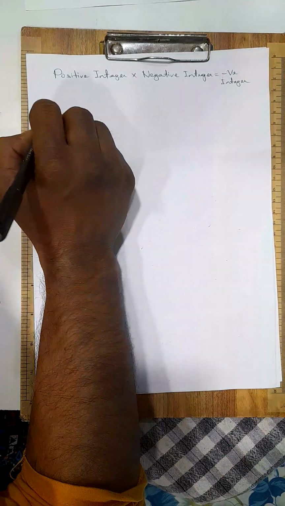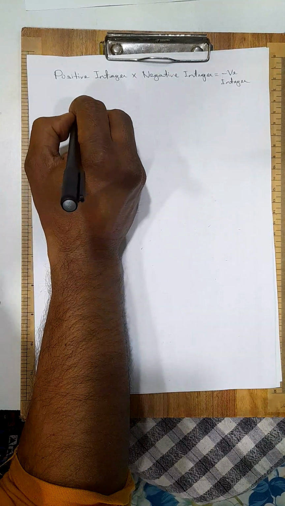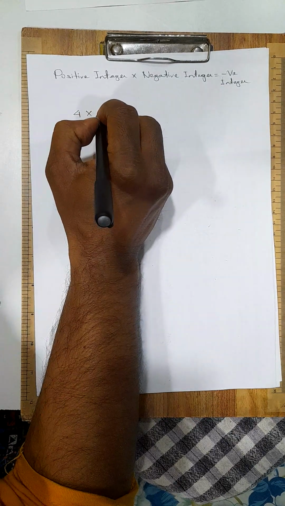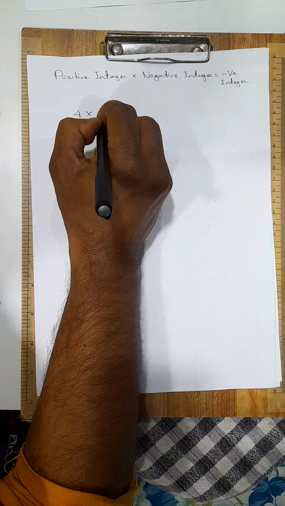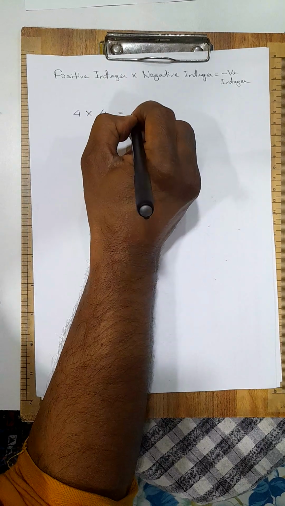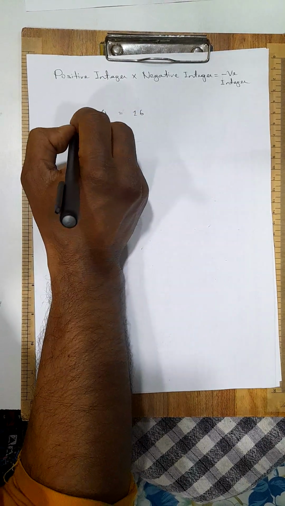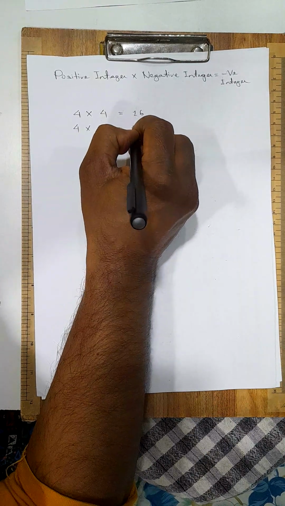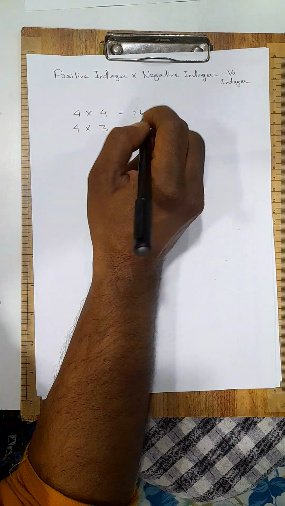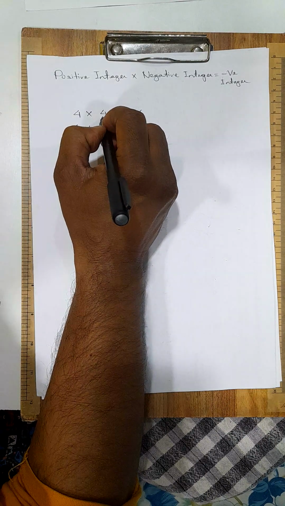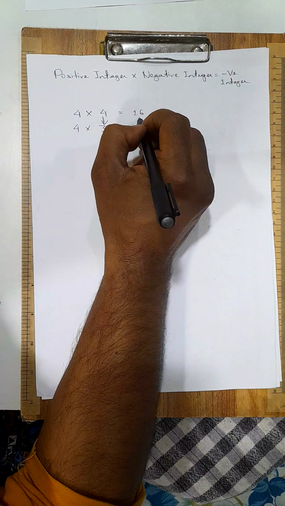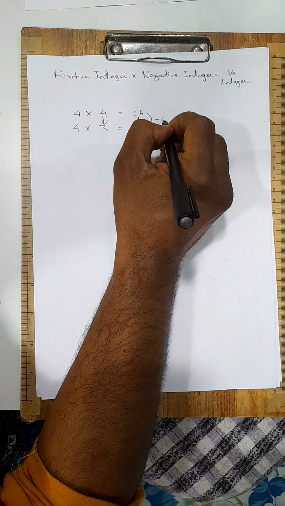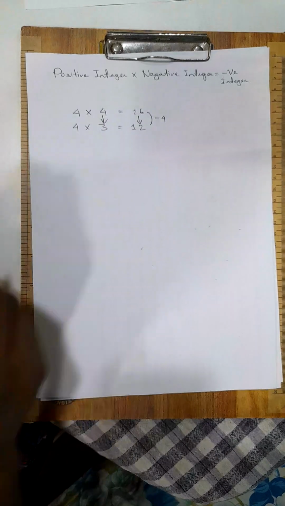Say for example, 4 is a positive integer, and it is multiplied by 4, so it is 4 fours are 16, right? Now you see 4 multiplied by 3, it is 12. So the multiplier is decreasing by 1 and the product is decreasing by 4, right? 16 minus 4 equal to 12.